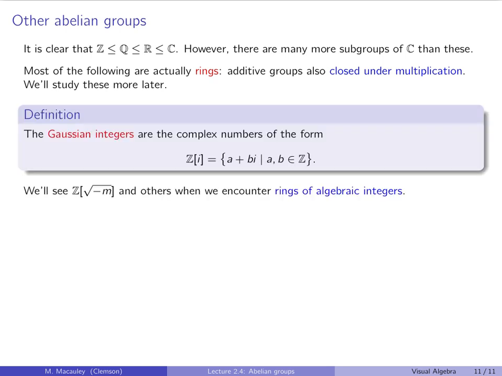One such example that will come up a lot in Chapter 8, actually especially in Chapter 9, is the Gaussian integers. These are complex numbers with integer coordinates. So a plus bi, where a and b are in the integers. So we write this as Z square brackets i. We can replace i with a different square root of an integer. So later we'll see Z adjoined root negative m or positive m. So we'll see things like this and others when we encounter rings of algebraic integers.